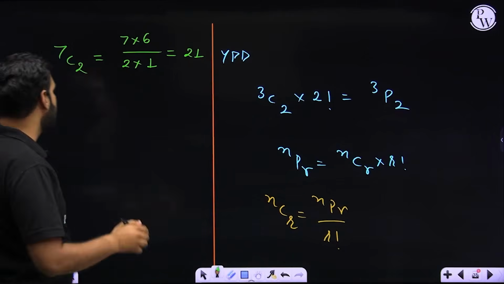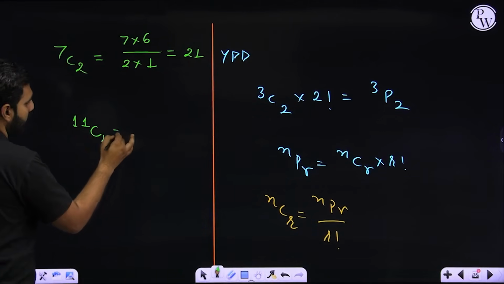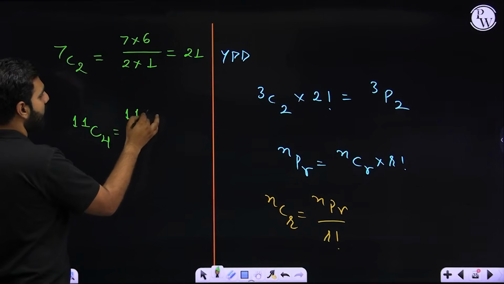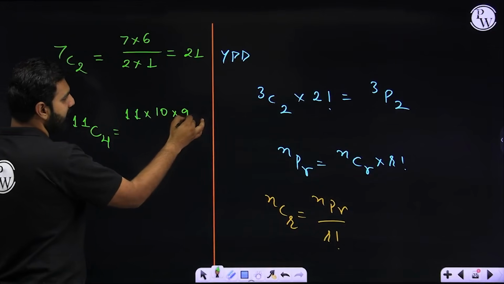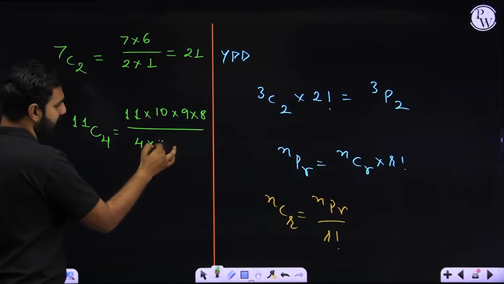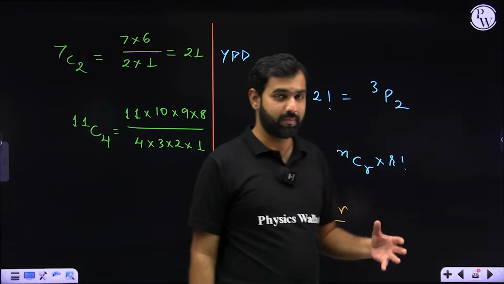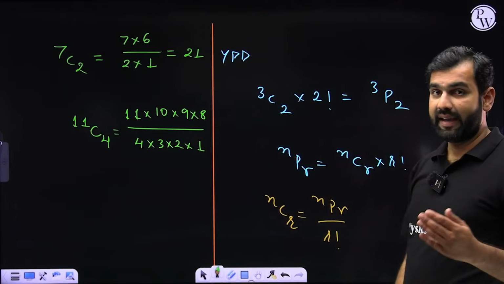Let me take one more example. Let's say I am willing to write 11C4. What does it mean? 11C4 can be written as expand 11 in reverse for 4 terms. So 11, 10, 9, 8. These are the 4 terms in reverse. And then 4, you take it till 1. So 4 into 3 into 2 into 1. So that's how this is the short method, or shortcut technique, through which you can expand nCr.